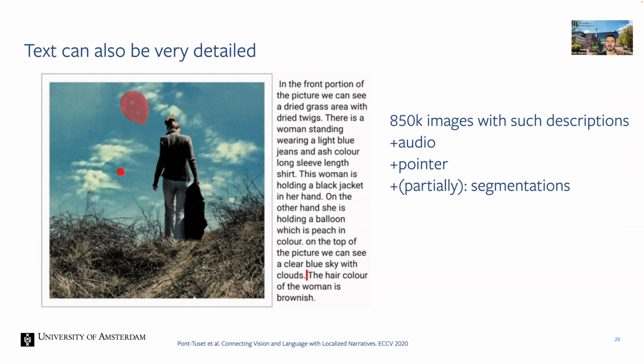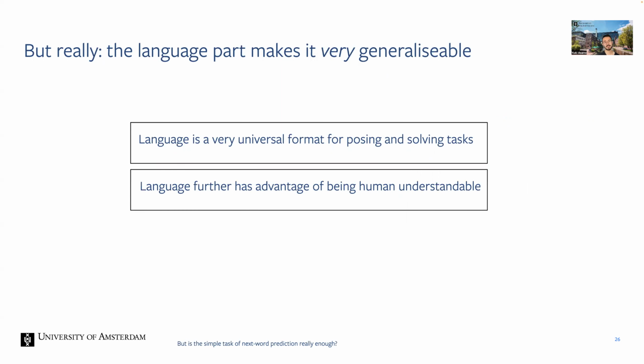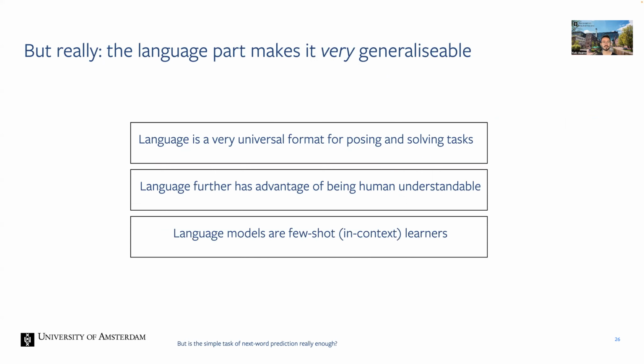But then the more detailed they are, the smaller they are, because it requires human supervision, which is quite expensive. All right, but this is not the main reason. The main reason why vision language learning is useful is because of this language part, because the language part is a really universal format for posing and solving tasks, and is very much understandable, the understandable way for us. And finally, we have these amazing capabilities of language models. So by connecting these with the vision modality, we want to get the benefits from these language models.